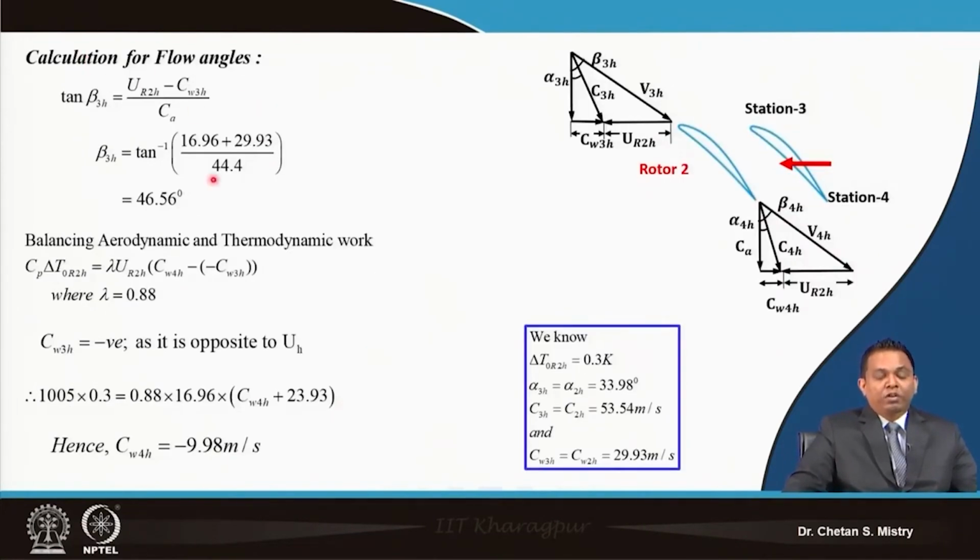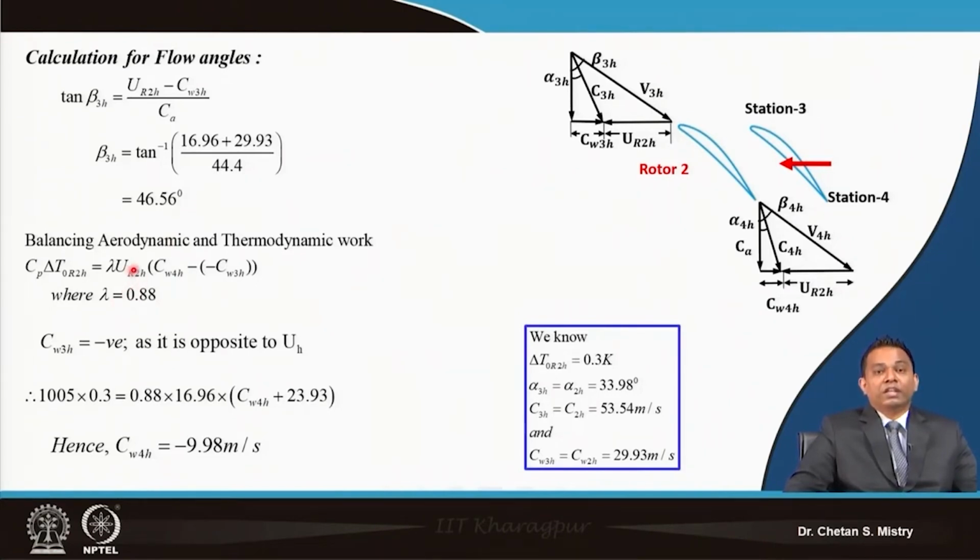So now based on this, we can start doing calculation for our beta 3, and as we have seen, my CW2 at the hub is equal to my CW3 at the hub, and that's what we are putting here. That says my beta 3 at mid station is coming 46.56 degree. And now once this is known to us, we can do our calculation for the whirl component.